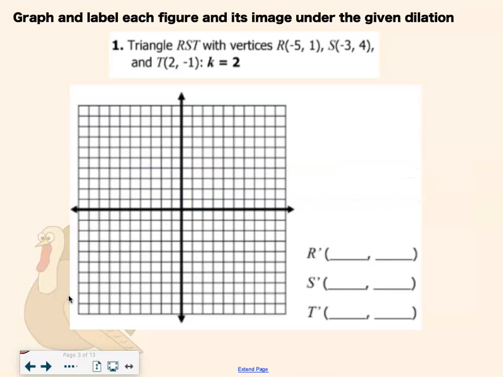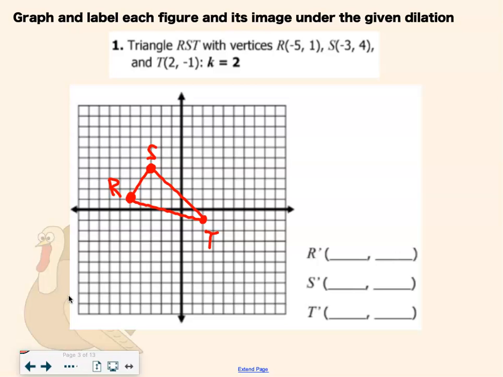All right, so it says graph and label each figure, and then we are going to dilate. So let's start by graphing triangle RST. R, -5, 1. Okay, if our k value is 2, is it going to get bigger or smaller? Bigger, because it's bigger than 1.